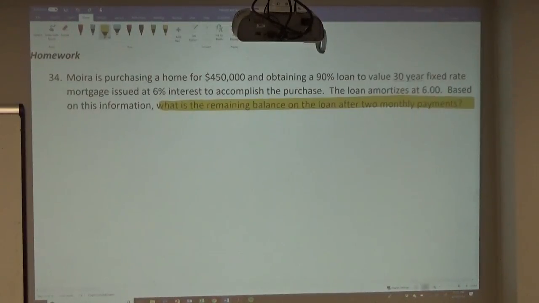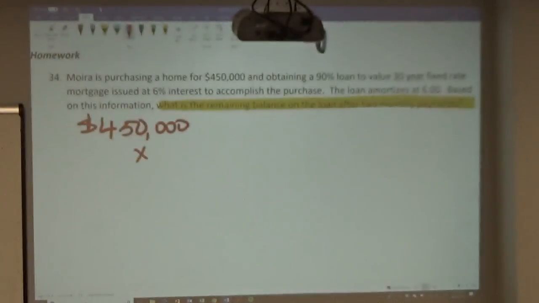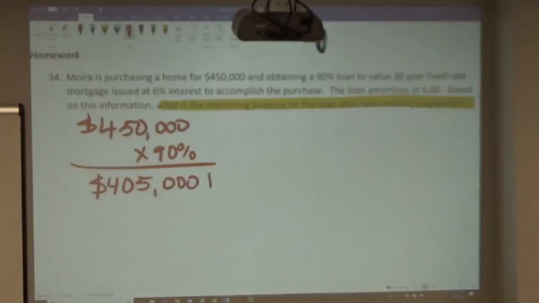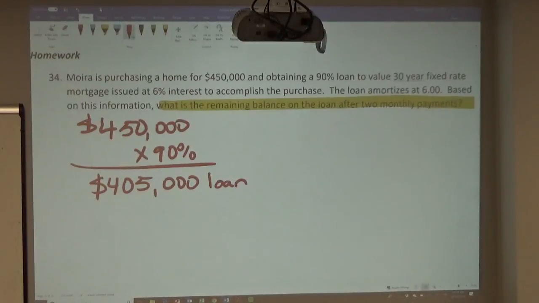So the first thing we need to do is figure out how much we borrowed anyway. Because if we're talking about the remaining balance on the loan, we need to know a starting balance on the loan. So $450,000 times that 90% loan-to-value ratio is $405,000 for the loan amount. Okay? So we have a $405,000 loan.